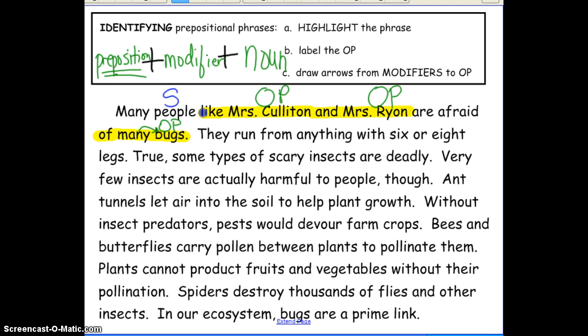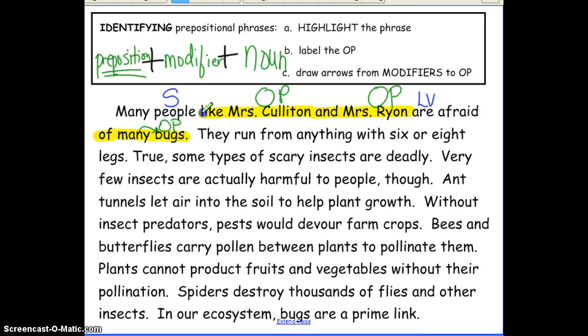We said if it's not an action verb, it's a linking verb. Anyone know your linking verbs? We haven't talked about them yet. No? Chloe? Are. All right. People are. That's really a complete sentence right there. People are. That just means people exist. And that's fine. People do exist. But it's not a very descriptive sentence.